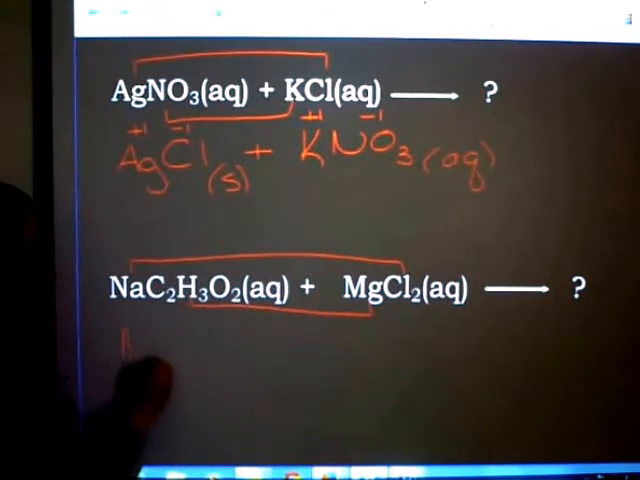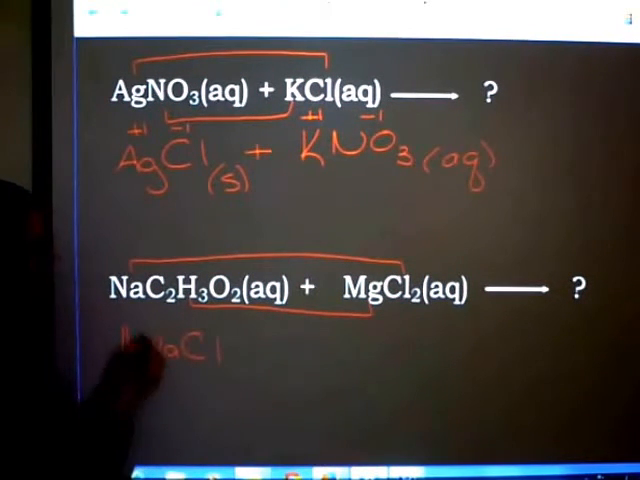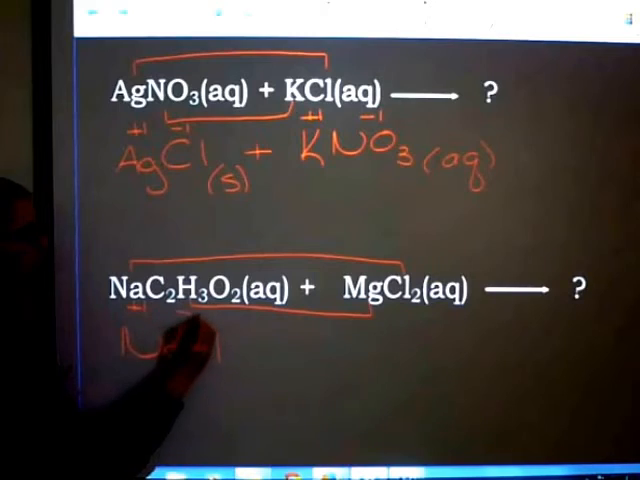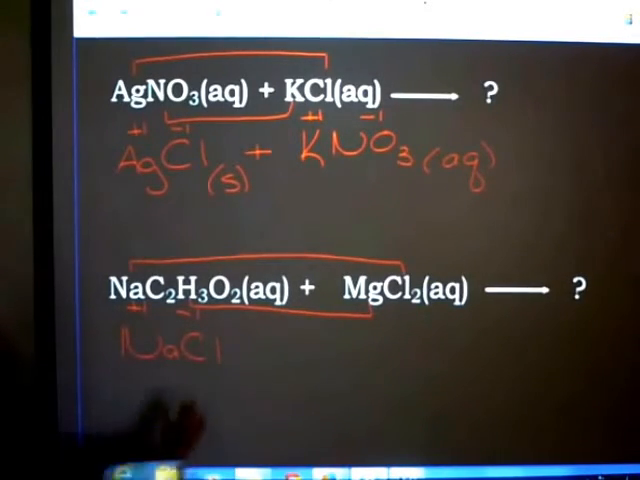So if I write this, I'll form sodium chloride. And sodium has a +1 charge, chlorine has a -1 charge, so I don't need any subscripts.